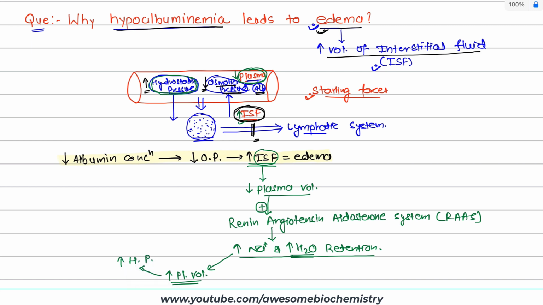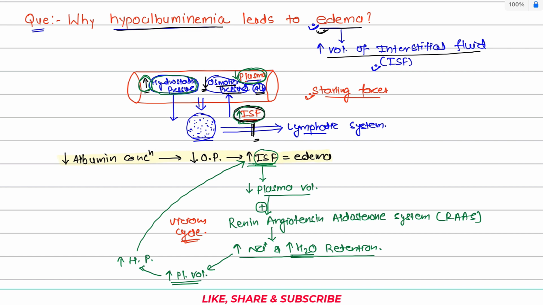And we know what will happen if there is an increase in the hydrostatic pressure? It leads to an increase in the interstitial fluid. So this is one vicious cycle that comes into action. Now the story is not even stopping over here.